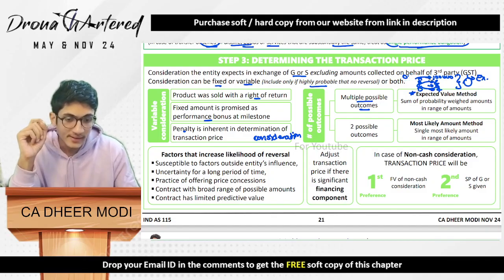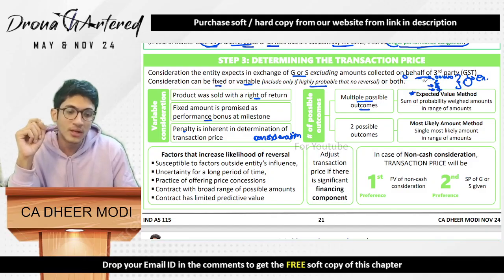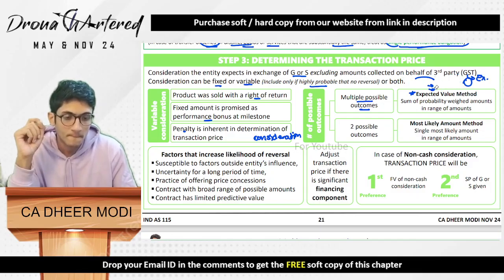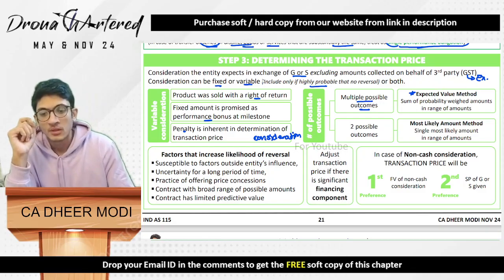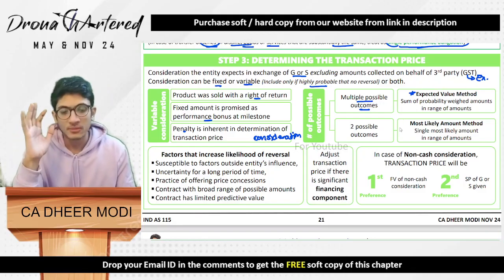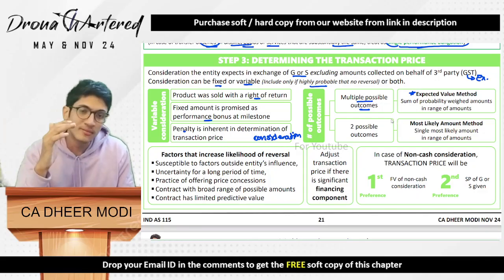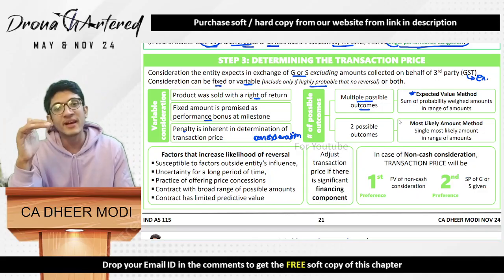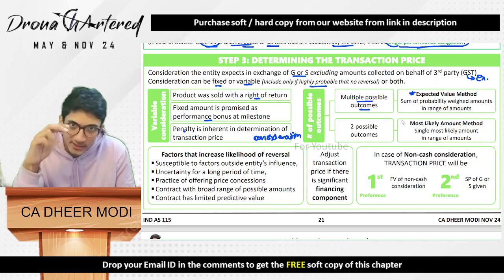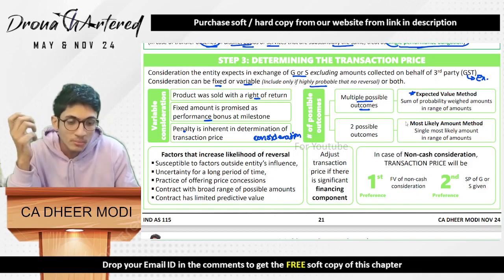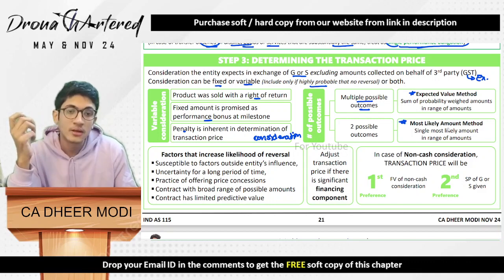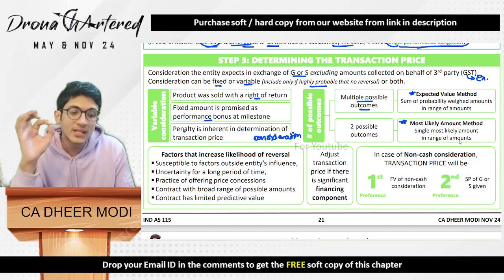Great. And next is if there are only two possible outcomes. If there are only two possible outcomes, either this will happen or this will happen, then don't take a weighted average, because it is only two possible outcomes. So you do the most likely amount method. That means the single most likely amount in a range of amounts.